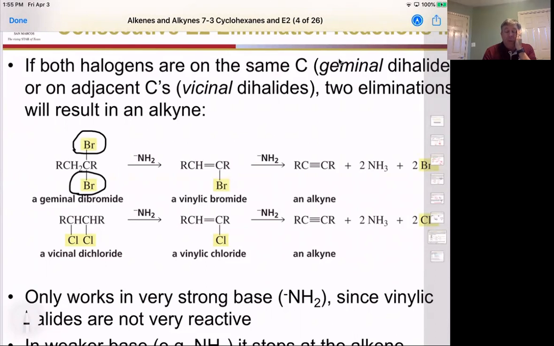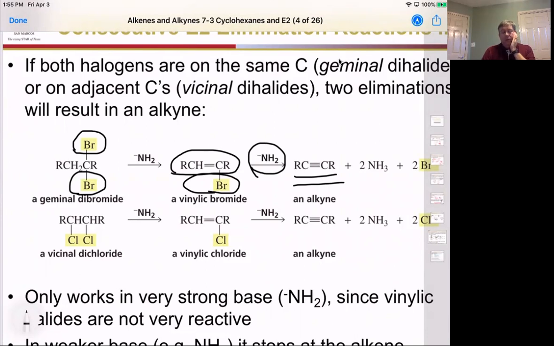And what happens is what we'd expect, we would get the alkene elimination with the first dehydrohalogenation. And if we have a strong enough base, specifically this amide here, we can actually get a second dehydrohalogenation to give us our triple bond. So this is how we can form alkynes from having a geminal dibromide.